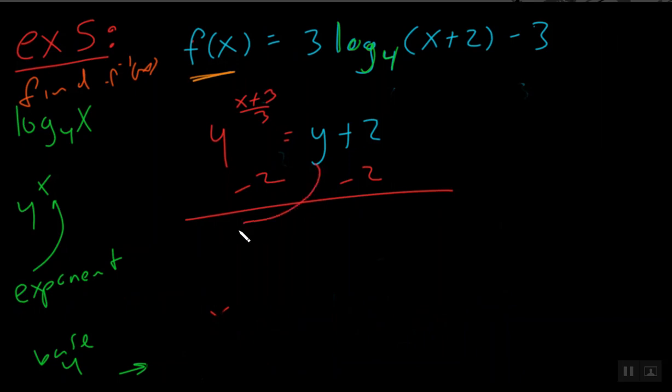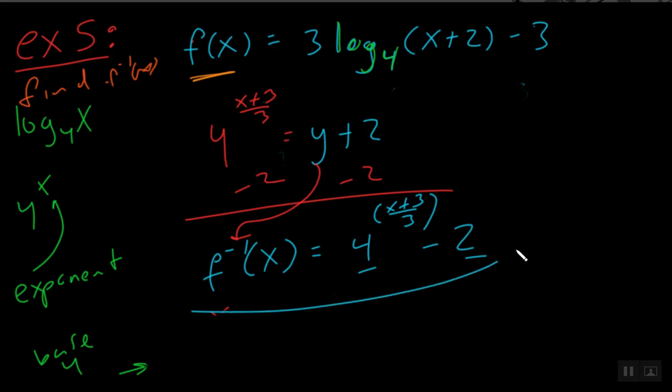We'll say this. y has become f inverse of x equal to 4 to the power of x plus 3 over 3, and then that minus 2 has to be the same size as the 4. And there is your inverse function. All right, y'all, finish taking your notes. Let's move on to example 6, which will be the final example of this video.